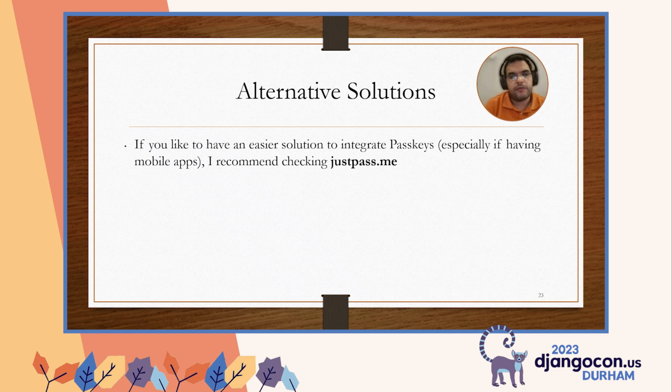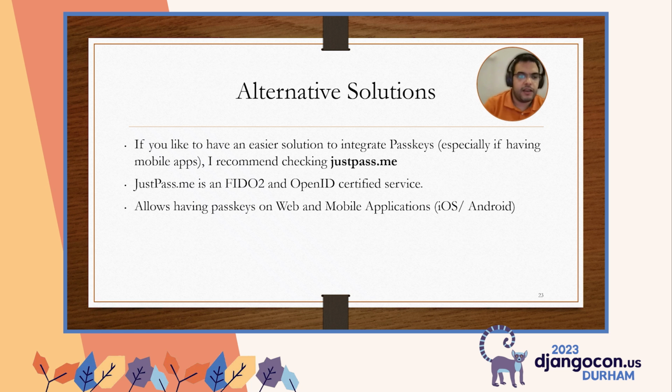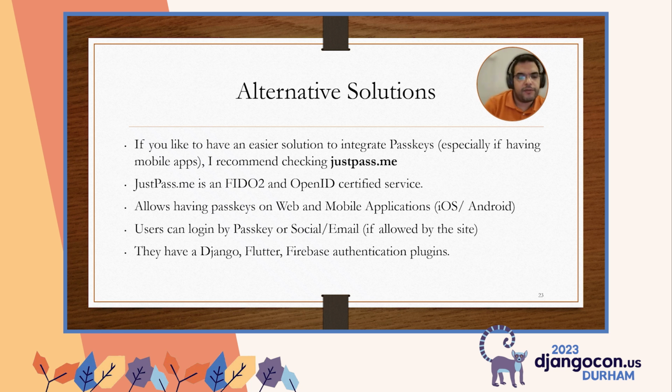So if you don't need to host your own passkeys and you want a simpler solution, or if you are using a mobile application, I recommend that you use a passkey as a service like JustPass.me. JustPass.me is a FIDO2 and OpenID certified service. They allow having passkeys on web applications and mobile applications on both iOS and Android. Users can log in by passkeys or social or email if allowed by the site. They have Django and Flutter Firebase authentication plugins, and they are free up to 1,000 monthly active users.